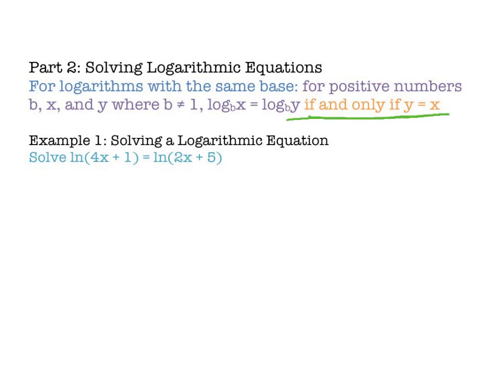Let's look at this first example of solving a logarithmic equation. So here I'm taking the natural log of both sides, and so this one's pretty easy to simplify. In this case, I have this equation where y is equal to x, and so I can just rewrite this as 4x plus 1 is equal to 2x plus 5.